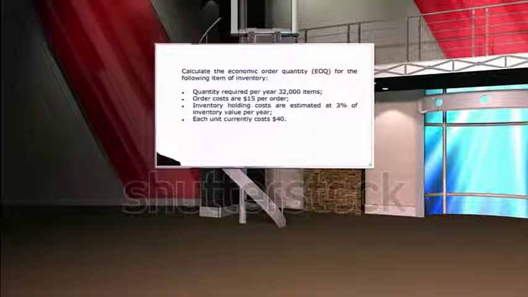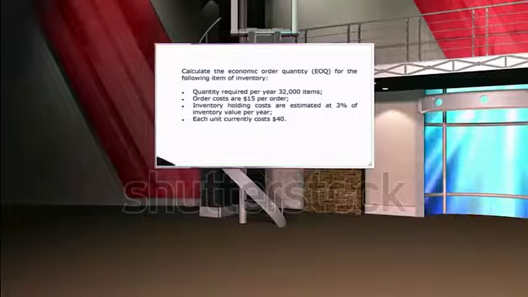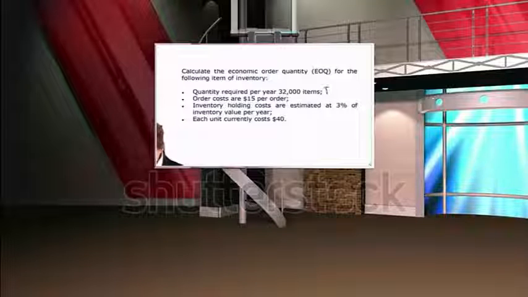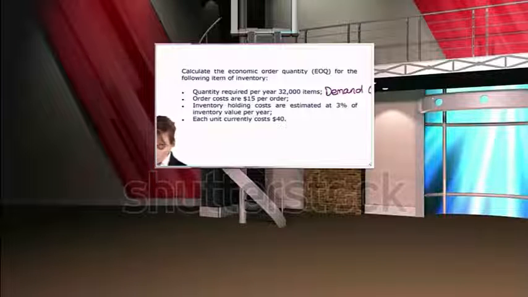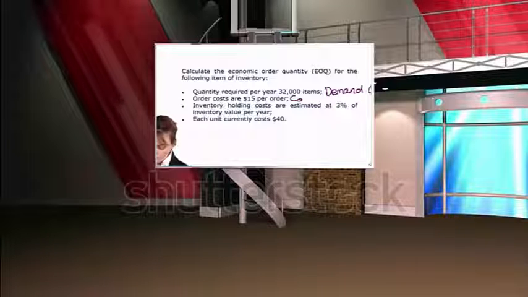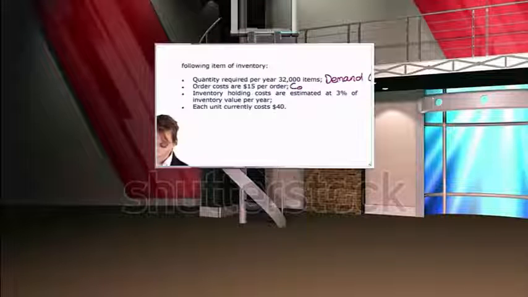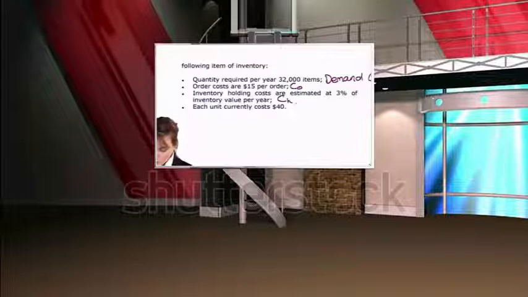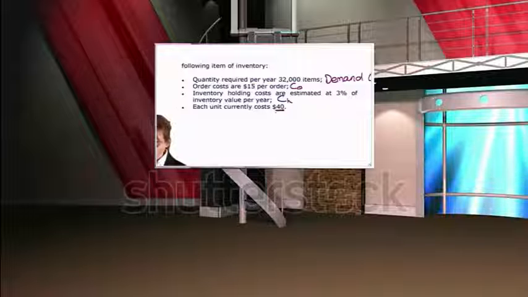So we've been asked to calculate the economic order quantity for the following item of inventory. The quantity required for the year is 32,000 items. So this is our demand, or our D figure. Order costs are $15 per order, so this is CO. Inventory holding costs are estimated at 3% of inventory value per year. This is our CH. And each unit currently costs $40.